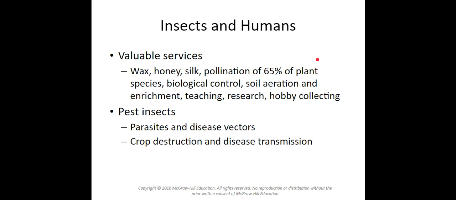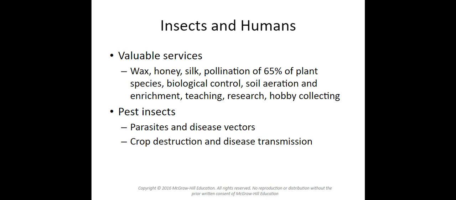Insects provide a lot of valuable resources for humans. They make wax, honey, silk. They pollinate 65% of our plant species. So it's really important to have insects in our world to make sure our plants get fertilized. They also do biological control and kind of protect against each other and other things. They crawl through soil. They aerate the soil, which will help increase our plant growth. Their waste, their poop, will actually enrich the soil so the plants will grow better.